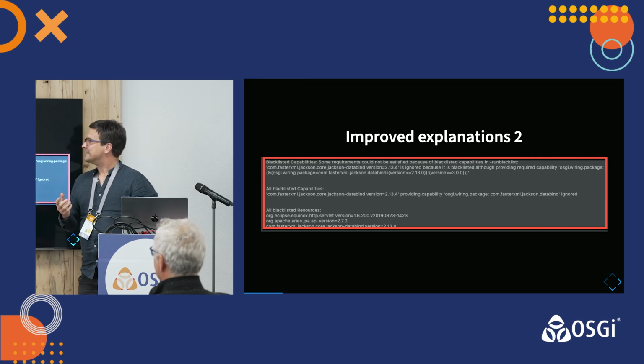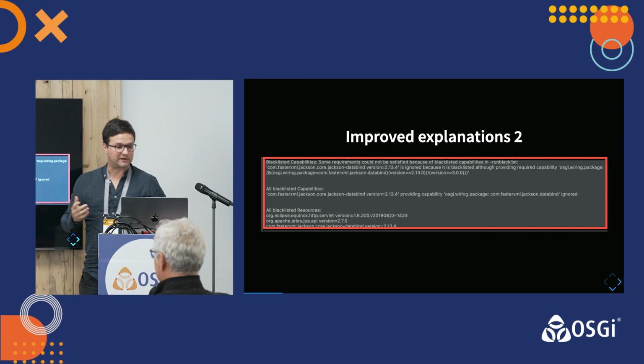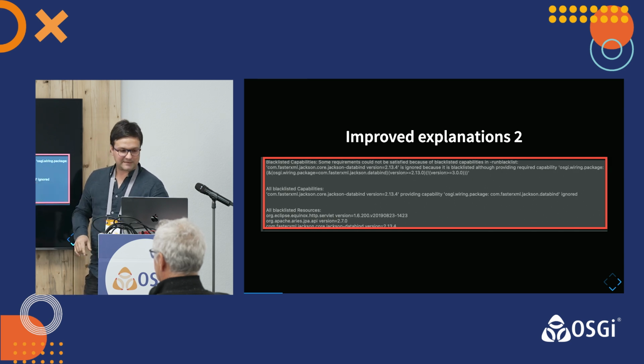The second thing I did was, there are cases where you couldn't resolve, but you couldn't find a real error, but it's just because you forgot that you had some blacklisted capabilities, because once you blacklist something, you never look at it again, and you forget about it. So now it's reminding you: also check your blacklist. Maybe there's something there which prevents you from resolving.